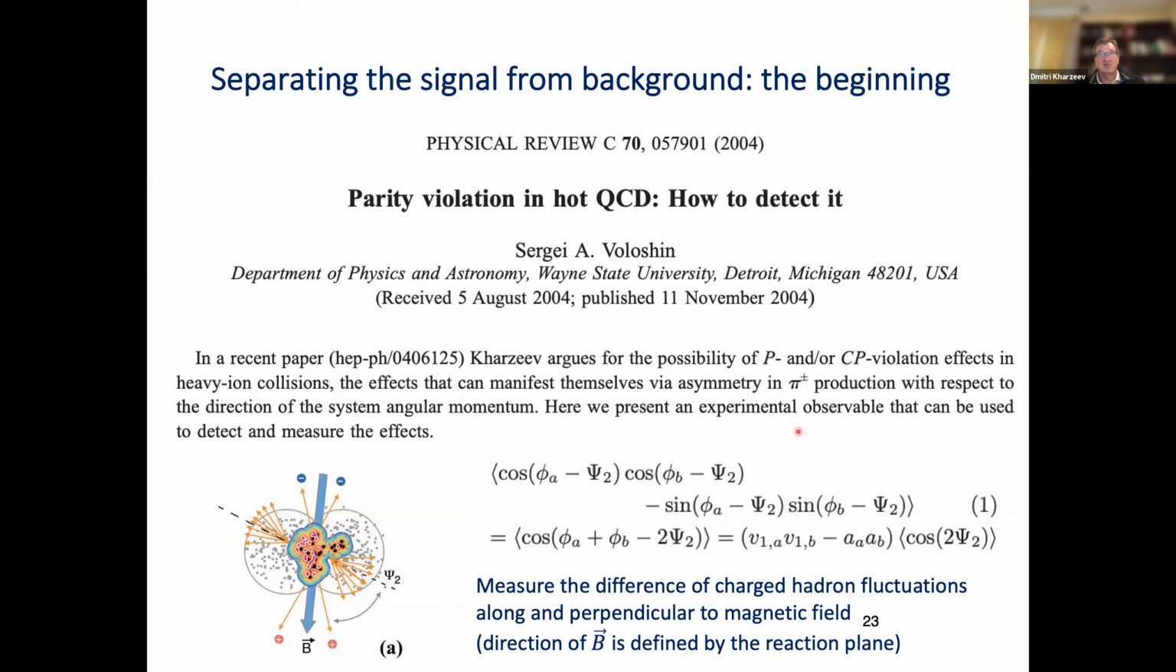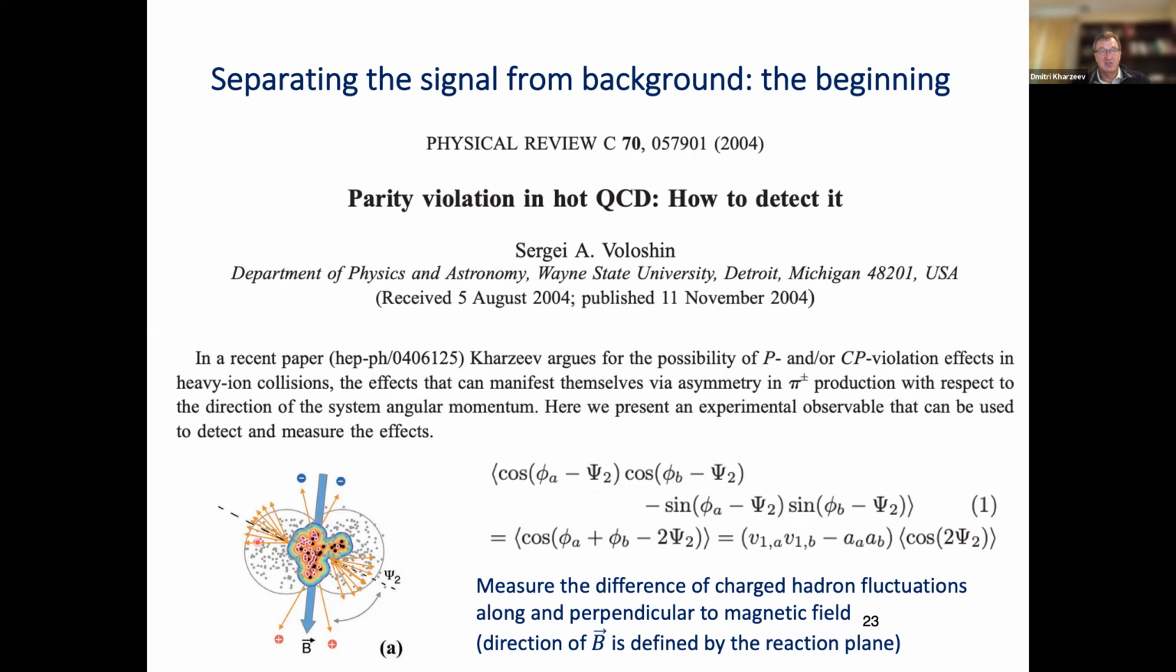So this, of course, was understood from the very beginning. This is the paper which was written by Sergei Voloshin just a few weeks after I submitted my paper. And he proposed an observable which actually removes most of the backgrounds. So let me explain how this observable works.